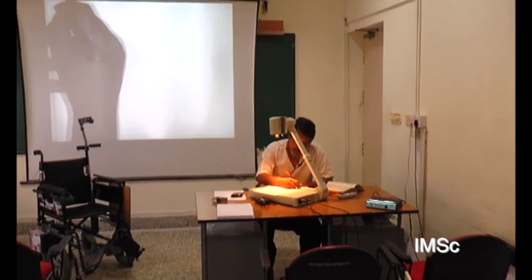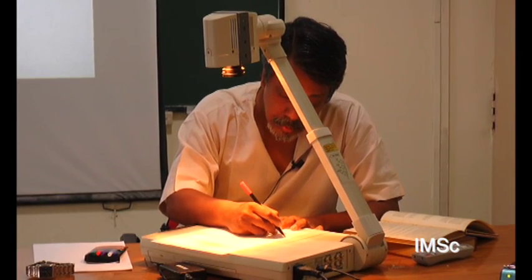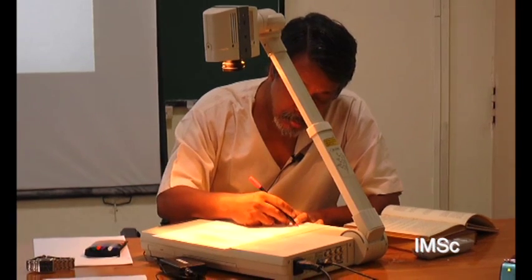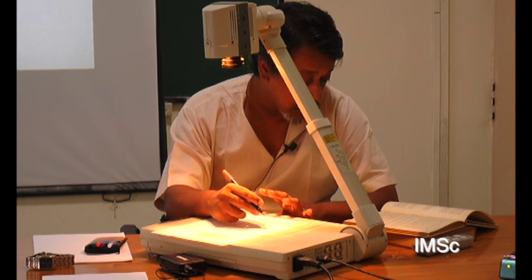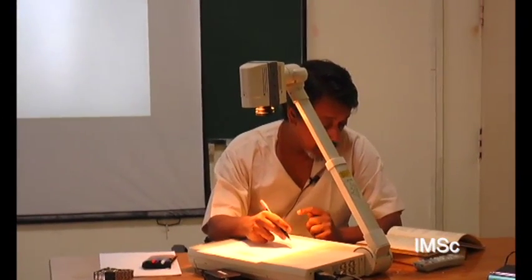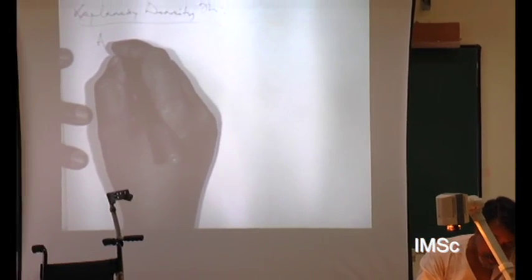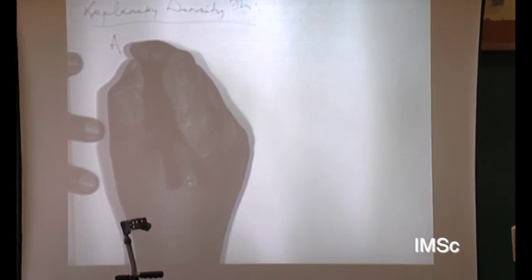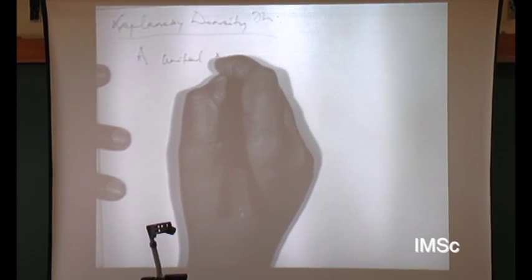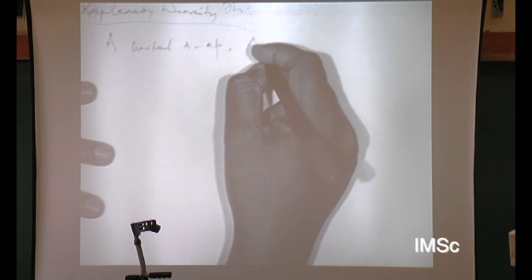Okay, so we are going to prove the Kaplansky density theorem. So what we wanted to show was that if A is a self-adjoint unitary star algebra, and A double prime.